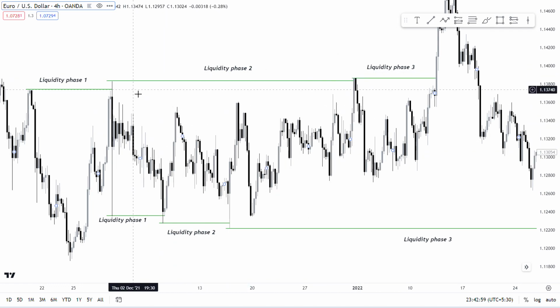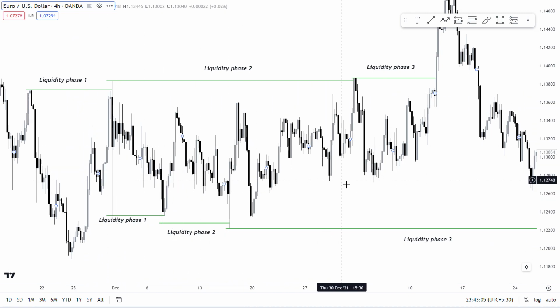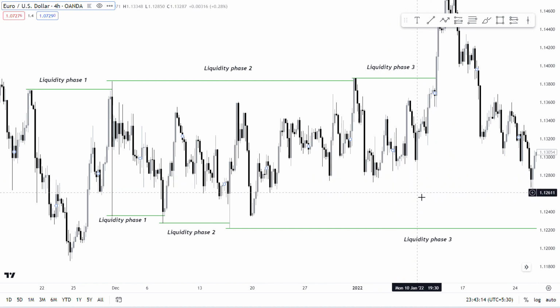This is how the liquidity moves. Liquidity moves from the liquidity phase to the liquidity phase. There are buy side liquidity pools and sell side liquidity pools. The price reverses when the buy side liquidity is taken and the sell side liquidity is taken. This is how the real market moves, and the market needs liquidity. Liquidity is the fuel for the price.